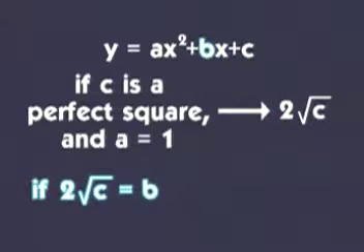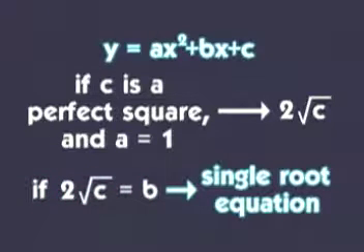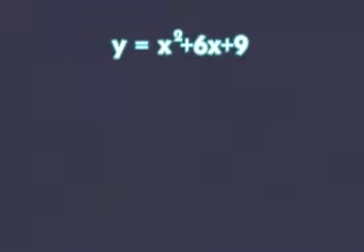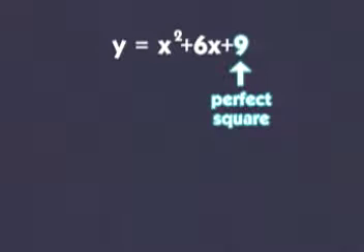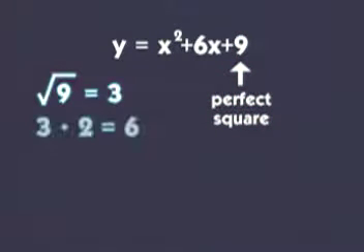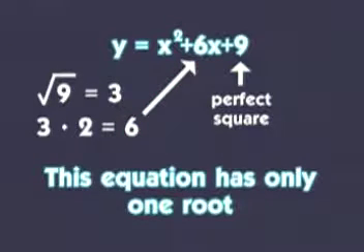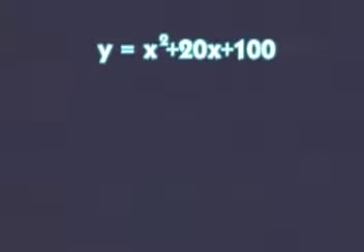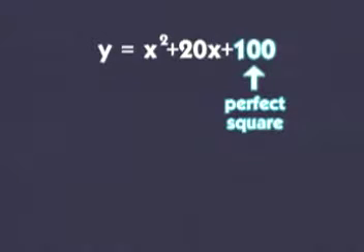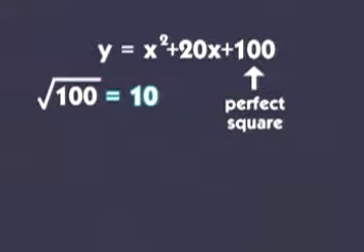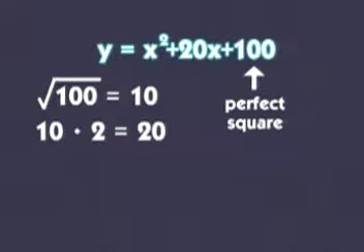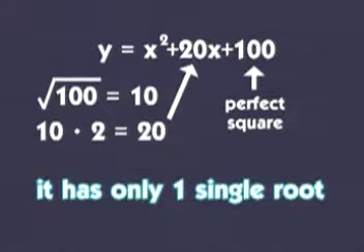If the square root of c times 2 equals the b coefficient of x, then you know it's a single root equation. For example, you can see that 9 is a perfect square. The square root of 9 is 3, and 3 times 2 is 6. So you know that equation has only one root. Also, you would recognize 100 as a perfect square. Its square root, 10, doubles to 20. So x squared plus 20x plus 100 fits this same squaring pattern, and you know it has only one single root.